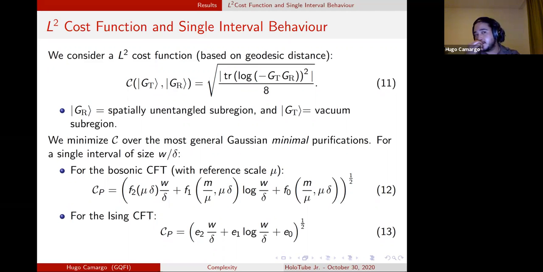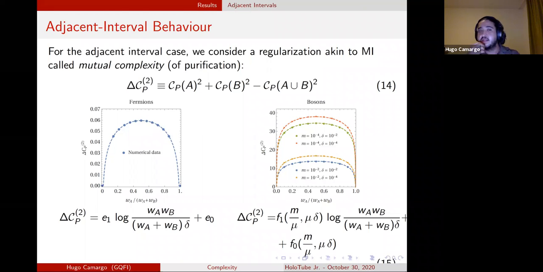Now, it's also interesting to see what happens for adjacent intervals. In order to consider adjacent intervals, we need to do some sort of regularization akin to, for example, mutual information. And then one naturally gets the notion of mutual complexity of purification. The combination that we will be considering is this one here, which takes the squares of the individual intervals and then subtracts the complexity once we take the two intervals together.